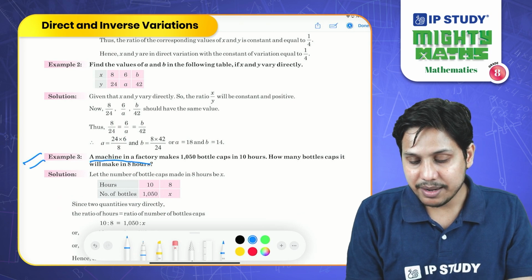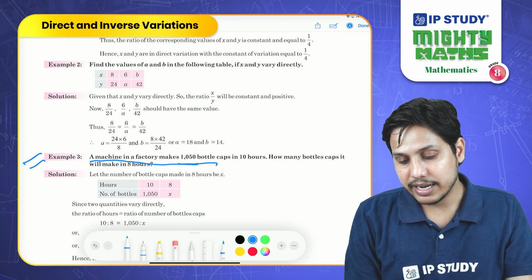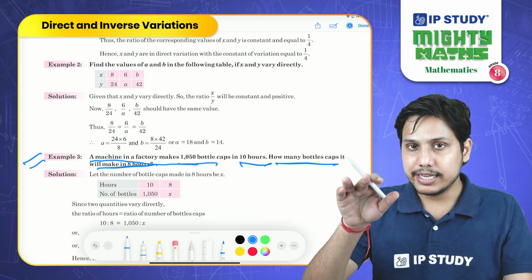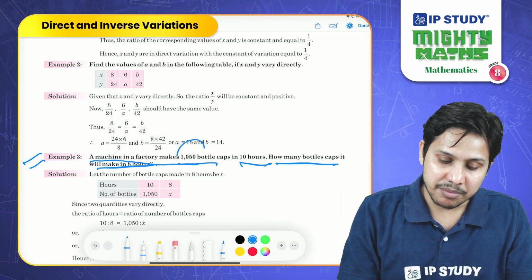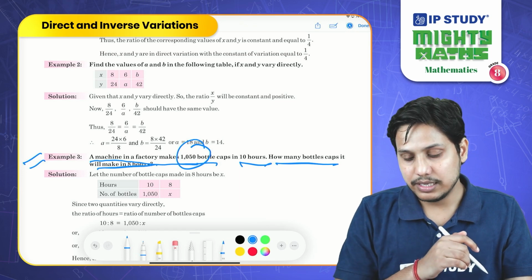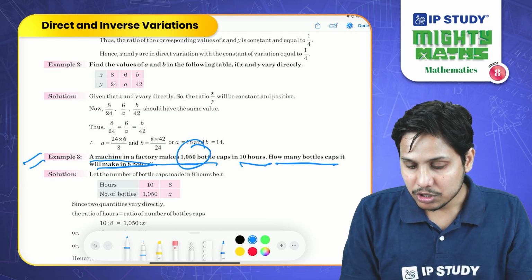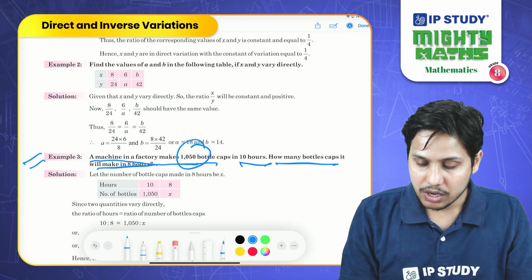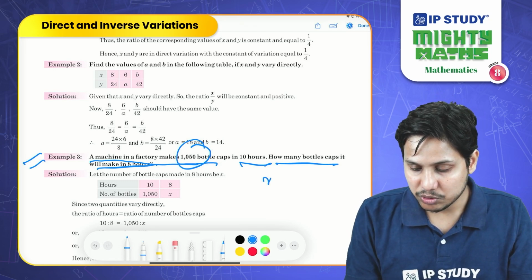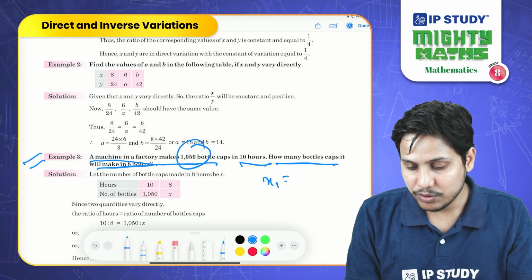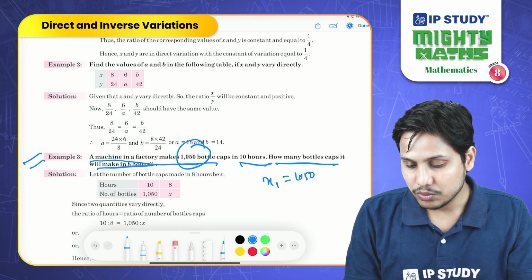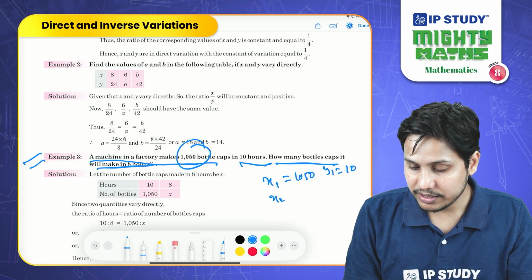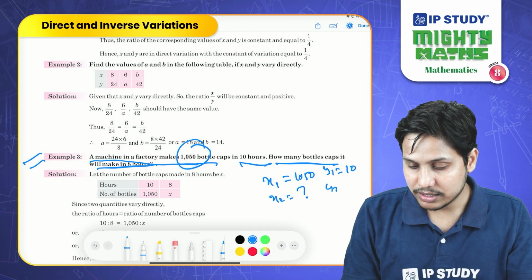A machine in a factory makes 1050 bottle caps in 10 hours. How many bottle caps will it make in 8 hours? There is a decrease in the number of hours, so it means the number of bottle caps will also decrease. So how can we find it out? Let us first find out the value of K. Let's first write the values. So x1, that is the first value, is 1050, and y1 is 10. Now x2 is not given and y2 is 8.